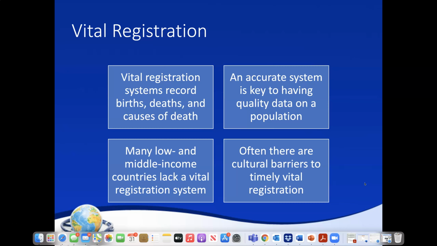And oftentimes there are cultural barriers to timely vital registration because many people in countries wait until a child is a certain age before registering the birth. And also lack of access to vital registration is another example of not being able to record that data. And sometimes there are enormous difficulties with accurate indications of causes of death because they have weak healthcare systems and not a number of well-trained physicians. And so for a lot of the regions, you may not know why someone has died. So what is the cause of death? So just some things to think about with that.